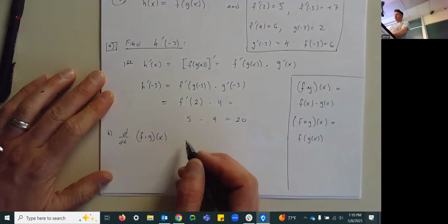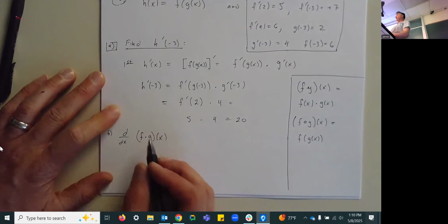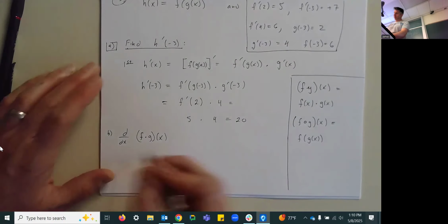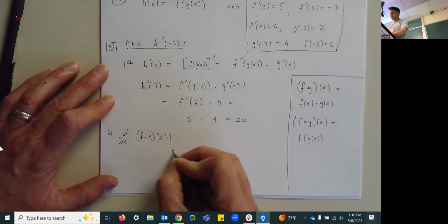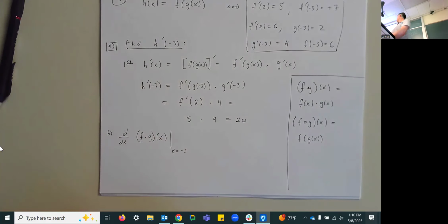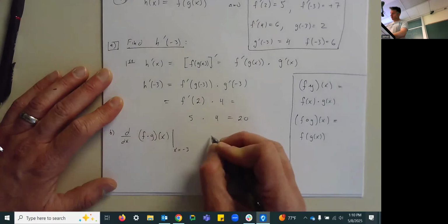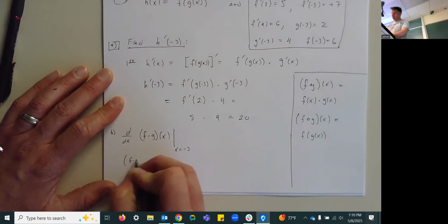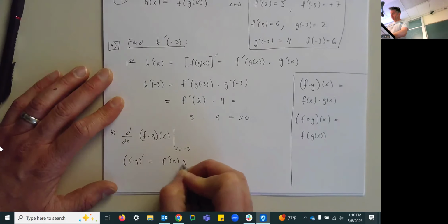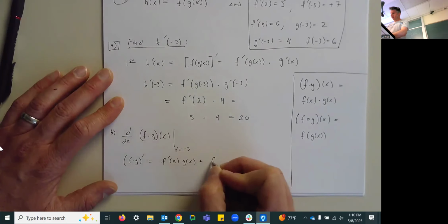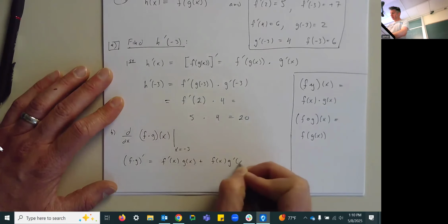So here, if I want to find the derivative of this, well, I'm going to use the product rule. Oh, I forgot to say one thing though. I want to find the derivative of this evaluated at x equal to -3. So let's just find the derivative of the product first. We're just really writing down the product rule. We know that the derivative of f times g is equal to f prime of x times g of x plus f of x times g prime of x.